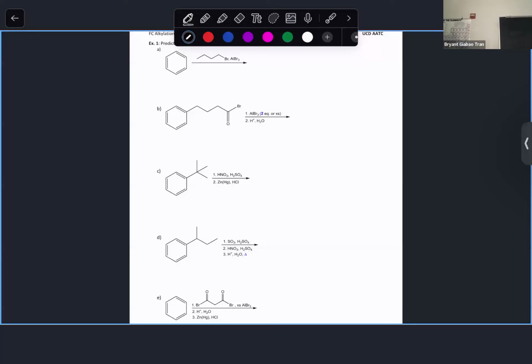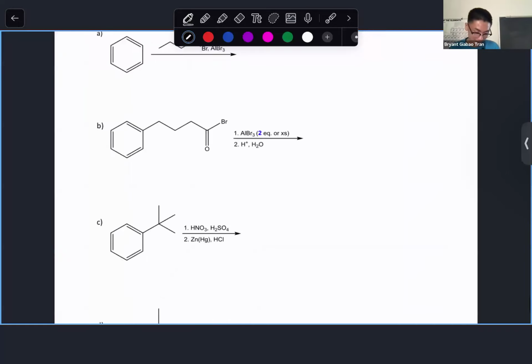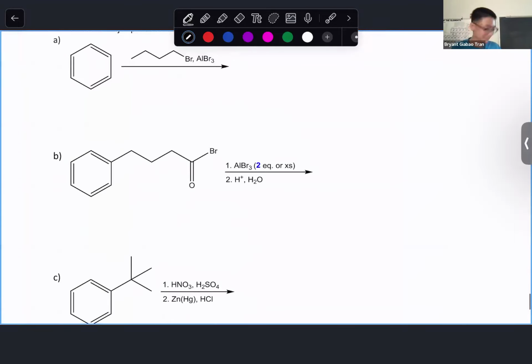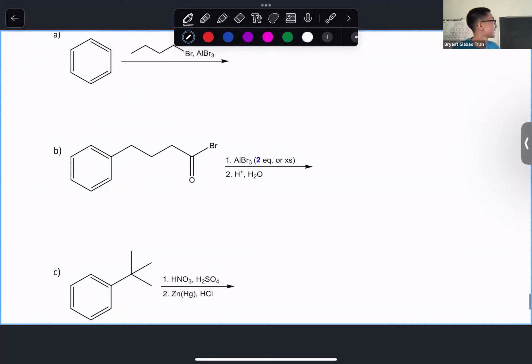Oh, zoom in. Let's focus on the first three. Yeah, first three. Yeah. AlCl3 works the same way as FeBr3 or FeCl3.